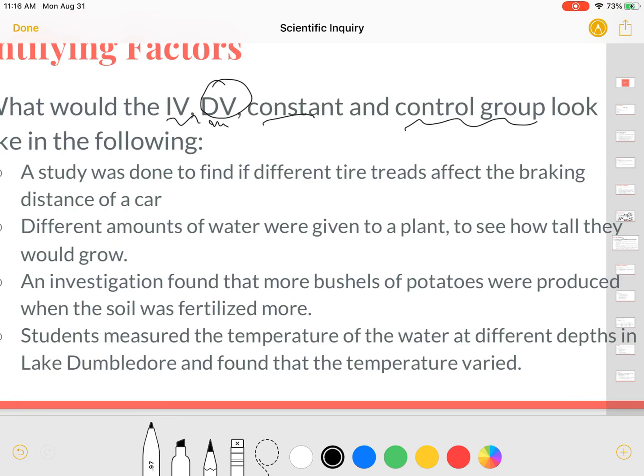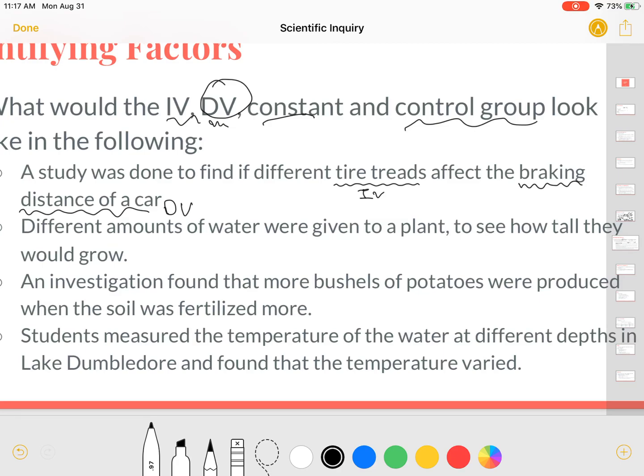Here, we are not in control of the braking distance. That's what we're seeing. The tire treads are going to be our independent variable, because we are in control of changing the tire treads. Our dependent variable, what is happening because we've changed the tire treads, is going to be the braking distance. That's what we're looking at for our results. It is depending on the tire tread.